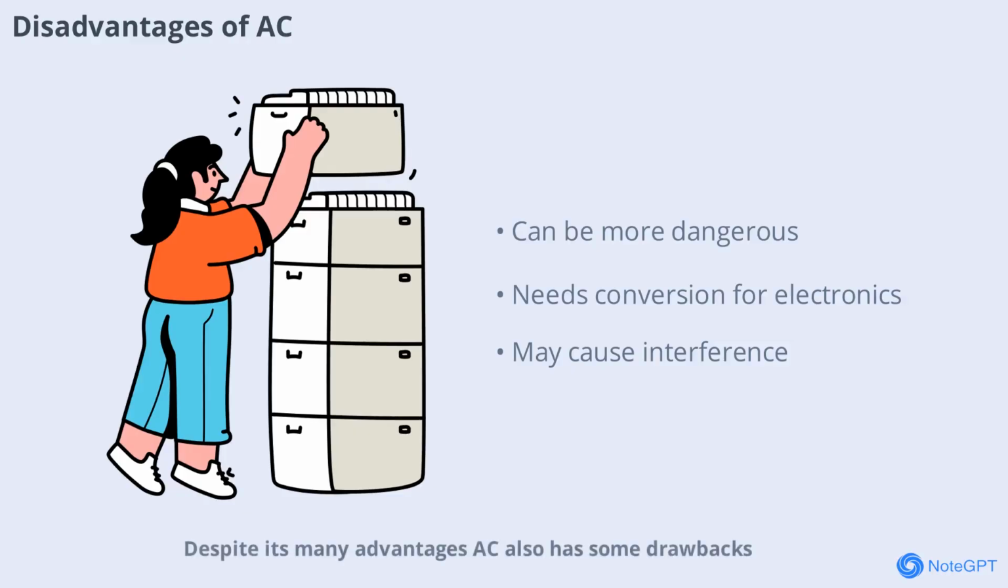Despite its many advantages, AC also has some drawbacks. It can be more dangerous than DC at the same voltage due to its changing nature, and certain sensitive electronic devices require DC power, necessitating conversion. Additionally, AC can cause electromagnetic interference in nearby devices. Understanding these limitations helps in making informed decisions about when and where to use AC or DC.